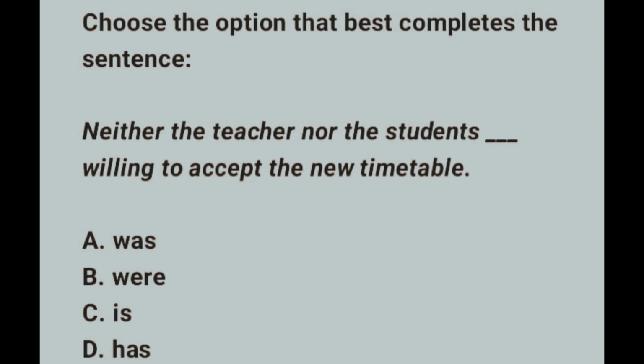The other options are wrong. Was is singular, it doesn't match students. Is is present tense and it's also singular. Has is not suitable for this structure. So the correct option there is option B, were.